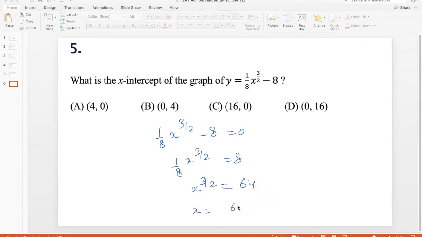So x is 64 to the power 2 by 3. And 64 is the cube of 4. So (4 to the power 3) to the power 2 by 3. The 3's cancel. So 4 squared is 16. So the x-intercept would be (16, 0), which is option C.